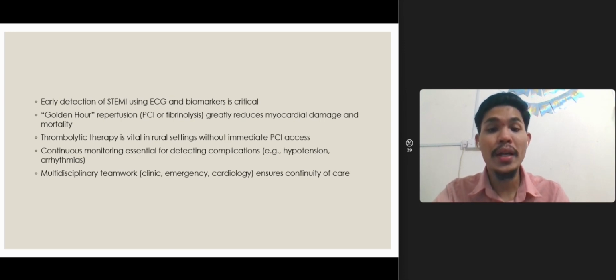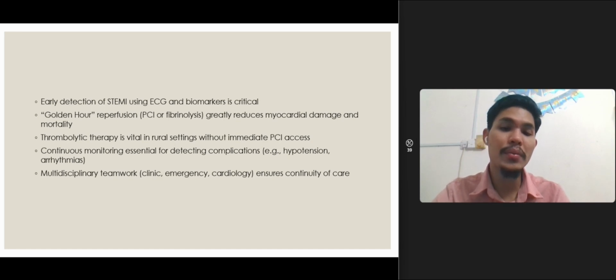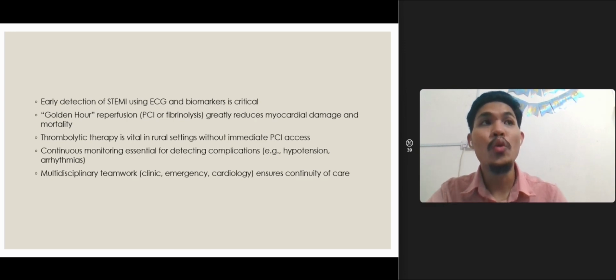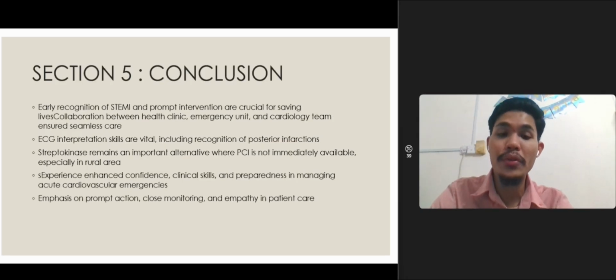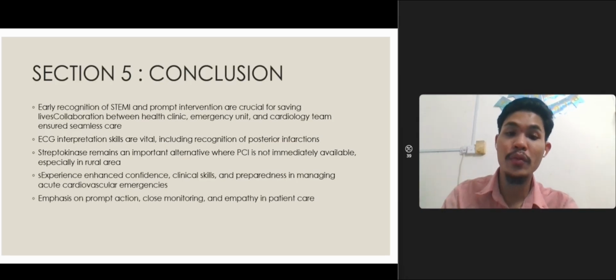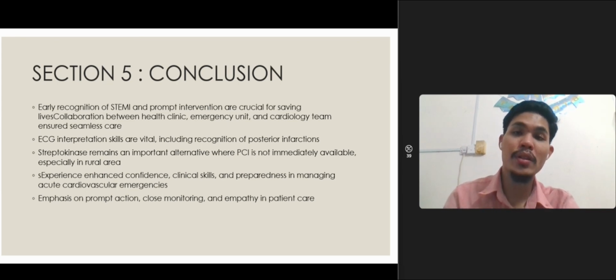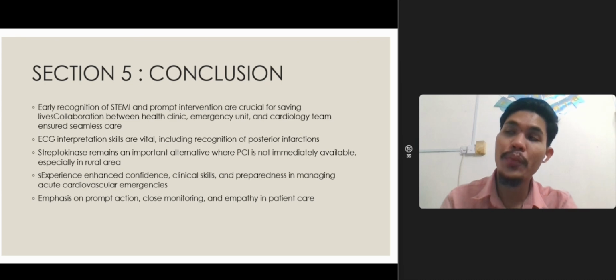This also highlights the role of teamwork from the rural clinic to the emergency treatment to cardiology, and demonstrates how even a rural healthcare setting without PCI facilities can effectively use triple therapy to save the patient and prevent complications, and we want to reduce the mortalities. The collaboration between the clinic, emergency unit, and cardiology can potentially save lives with timely, appropriate care.